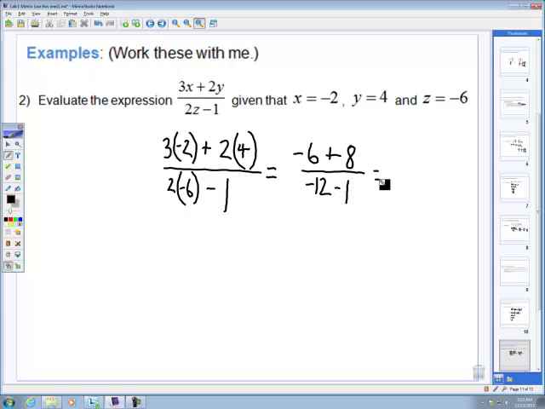All right, so cleaning up numerator and denominator separately, -6 plus 8 is +2. In the denominator, -12 minus 1 would give us a -13. So 2 over -13 cannot be reduced any further, so this would be our remaining result. And we've simplified that algebraic expression.